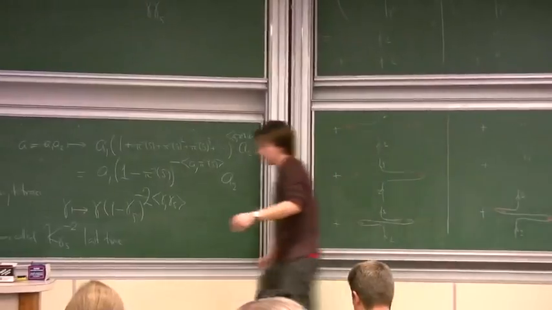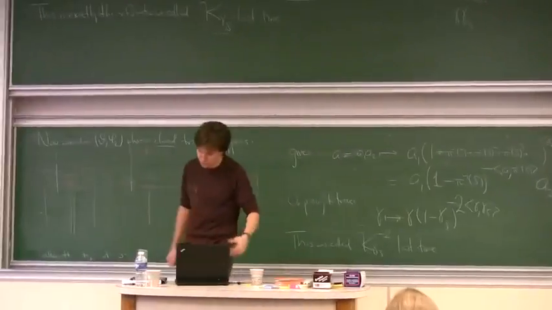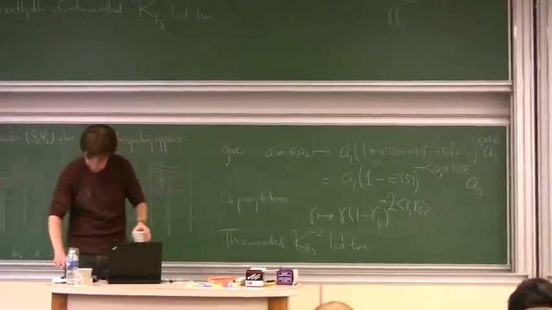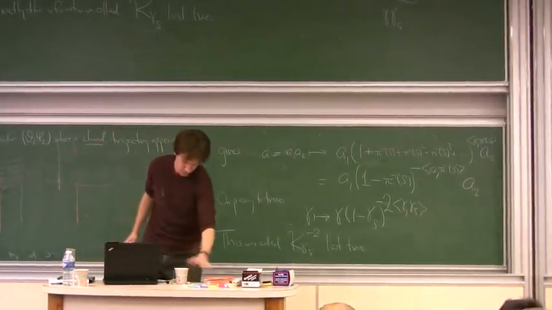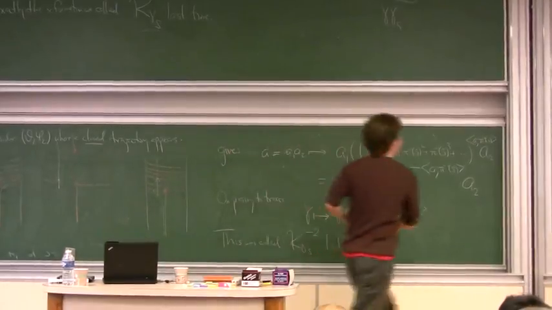So now, from all this stuff, how would you deduce the wall crossing formula? Now we've done all the necessary work. Well, we've done almost all the necessary work.